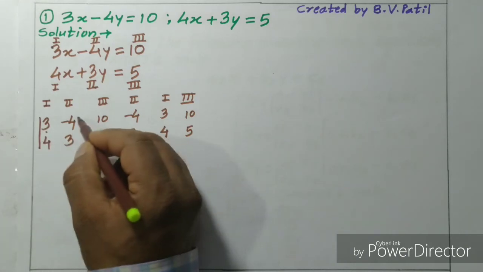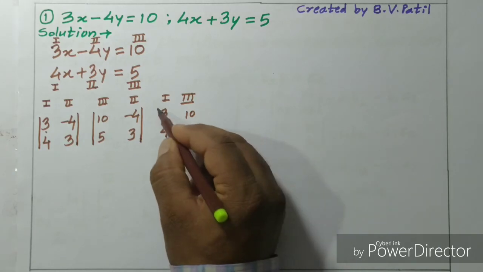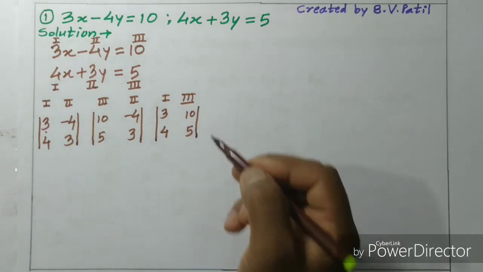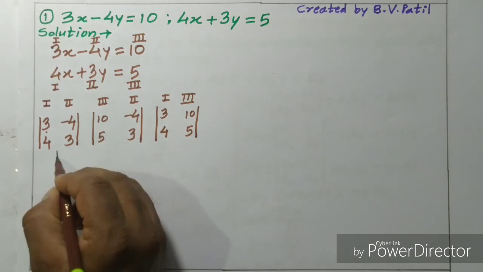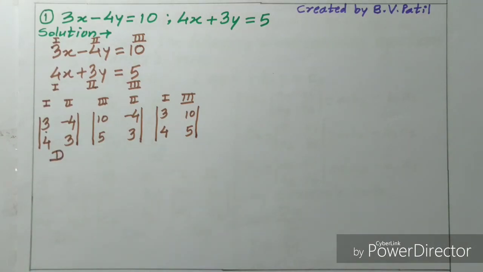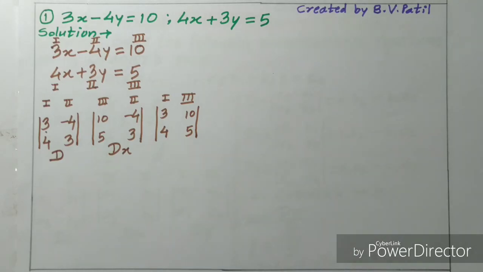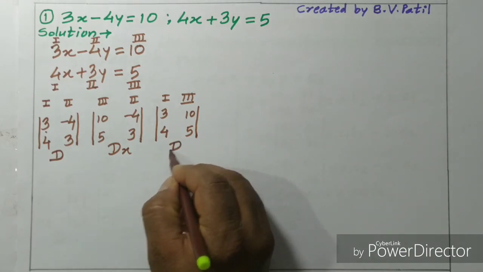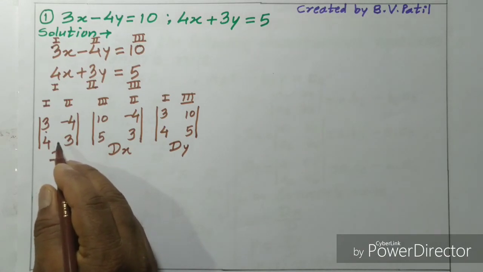Then the first two columns are indicated by a determinant, the second two columns by a determinant, and the last two columns by a determinant. The first is denoted by which letter? D. The second determinant is denoted by which letter? That is dx. And the third determinant is denoted by which letter? That is dy. First, we find the value of the D determinant.